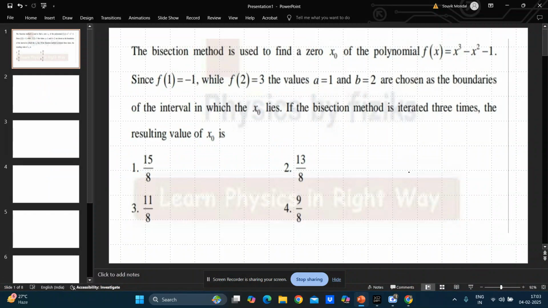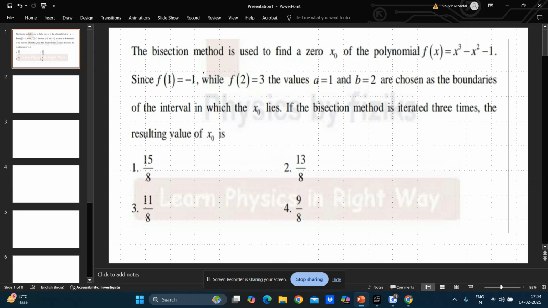Okay, so now let's try to solve this problem from this 2023 PYQ, June 2023, and it is from the bisection method. I will make you clearly understand the logic behind the bisection method and eventually solve this problem. So first give it a try by yourself, pause the video and then solve the problem.